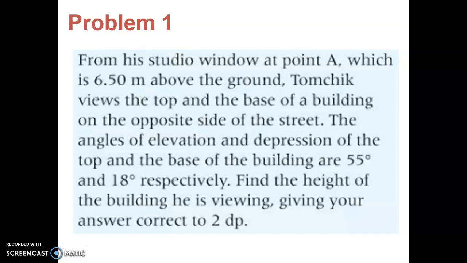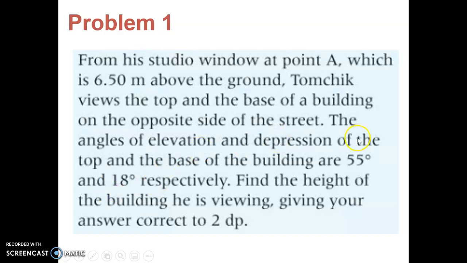So now the problems, these are still trig problems, but they're tougher and they use the vocabulary of angles of elevation and depression. So from his studio window at point A, which is 6.5 meters above the ground, so imagine you have a building and somebody's 6.5 meters up that building. Okay, they're looking from that window, and the person is named Tomczyk. He views the top and the base of a building on the opposite side of the street. So imagine he's up in his building, 6.5 meters up. He's looking across the street. There's another building. He can look up to the top of the building and down to the bottom of the building.